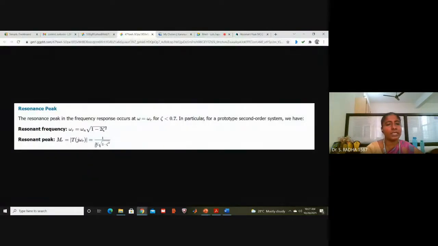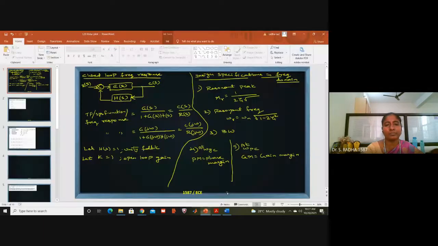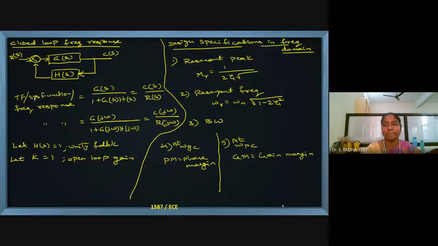So you can see here 1 by 2 eta square root of 1 minus eta square. Here omega n into square root of 1 minus 2 eta square, I have written 1 minus 2 eta square. Here it is 1 minus eta square, not eta square minus 1. This is 1 minus eta square. And bandwidth, we have a big formula.